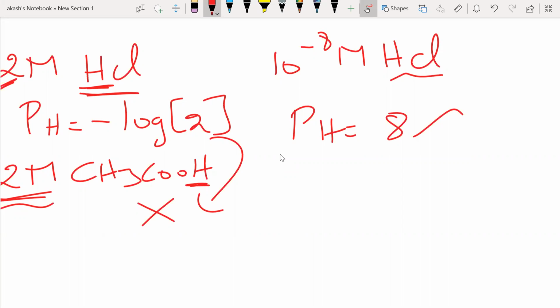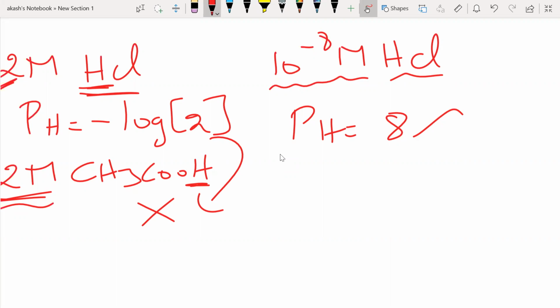Are we missing something here? It could be a guess. What do you guess? What are we doing wrong? 10 power minus 8 is the concentration of HCl and not H+, sir. No, that logic is perfectly holding good, right? It's a strong acid. Whatever is the concentration of acid, that will be the concentration of H+, right? But what we are missing here is that this is a very dilute solution. 10 to the power minus 8 M HCl is a very, very, very dilute solution, right?